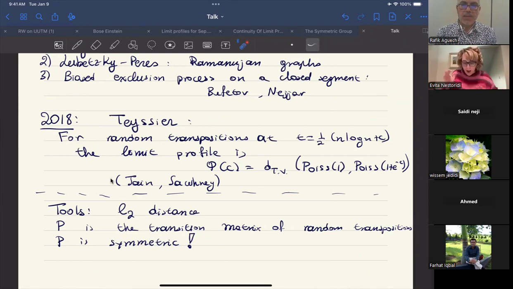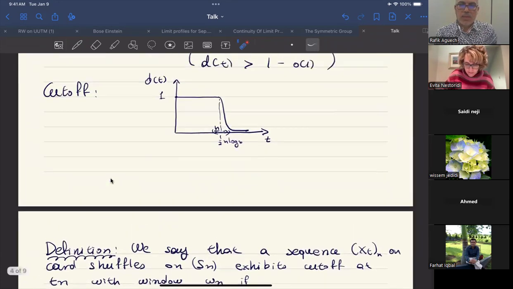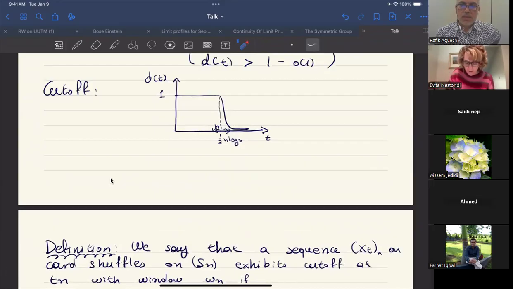I must say that Teissier has a beautiful paper saying that any decreasing function from 1 to 0 can be attained as a limit profile. In particular, you might see some sort of step function. So there are discontinuous functions that can be achieved as limit profiles. And my final theorem just says when that's not the case, you will be seeing continuous behavior if an L2 condition is met.